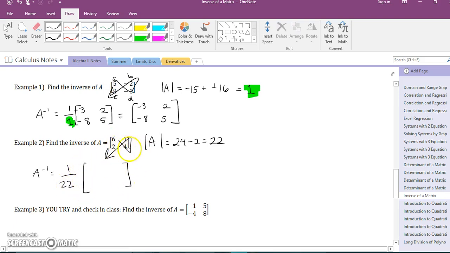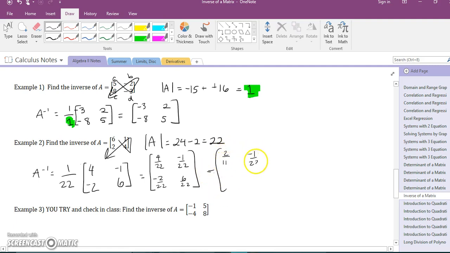So I'm going to switch the locations of 6 and 4, my A and D terms. And B and C are going to stay where they are, but change signs. And then I'm just going to multiply each of these by 1 over 22. So I have 4 over 22, negative 1 over 22, negative 2 over 22, and 6 over 22. And then you could obviously reduce all of these, which we're going to want to do because whenever we go to solving a system, it's easier if you have smaller numbers and reduced fractions.